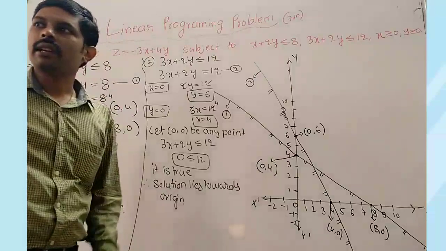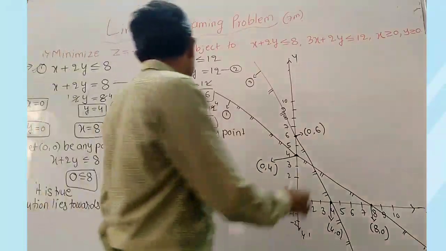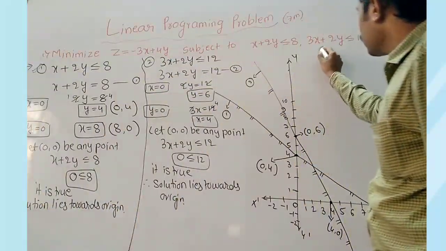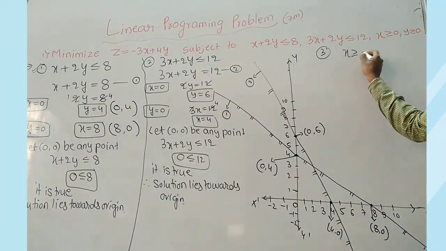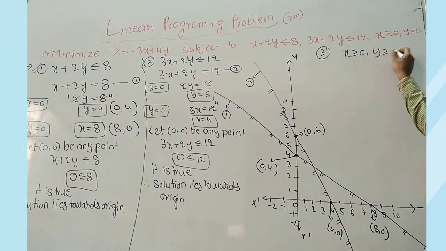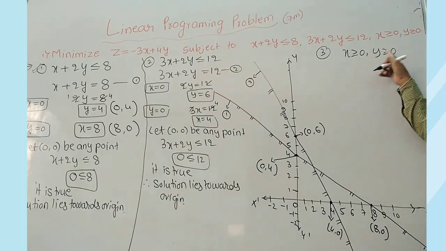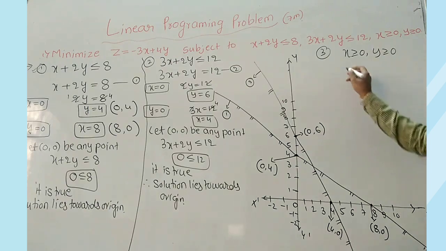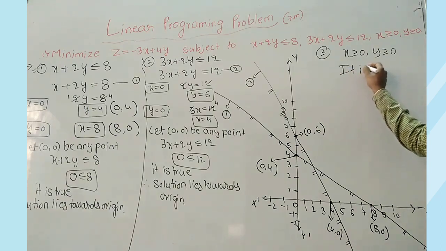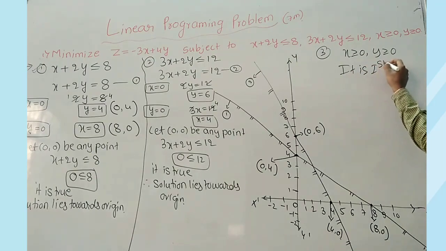Over. Then there is one last condition. What is the last condition? But not least, the third one. x is greater than or equal to 0, y is greater than or equal to 0. x greater than or equal to 0 means x is positive. y greater than or equal to 0 means y is positive. In which quadrant are x positive and y positive? First quadrant. So it is nothing but the first quadrant.